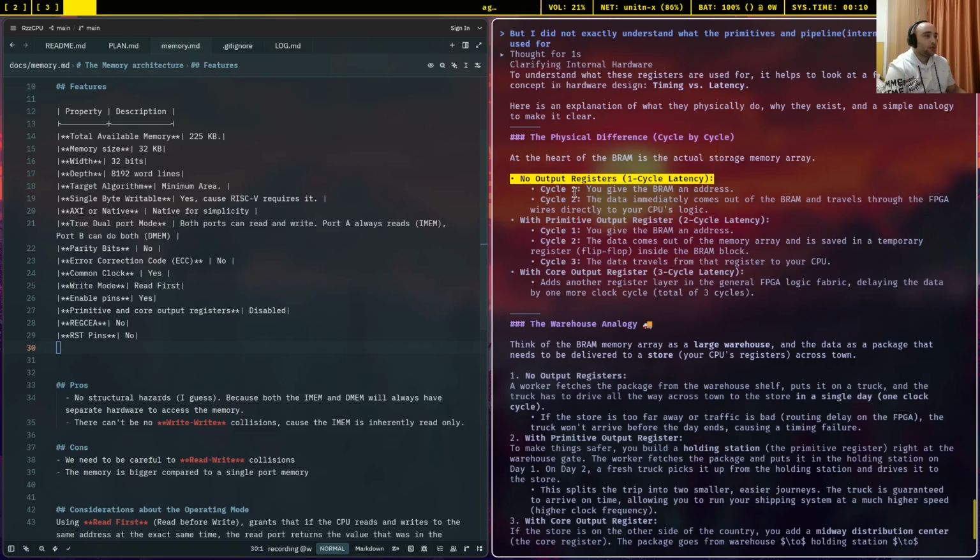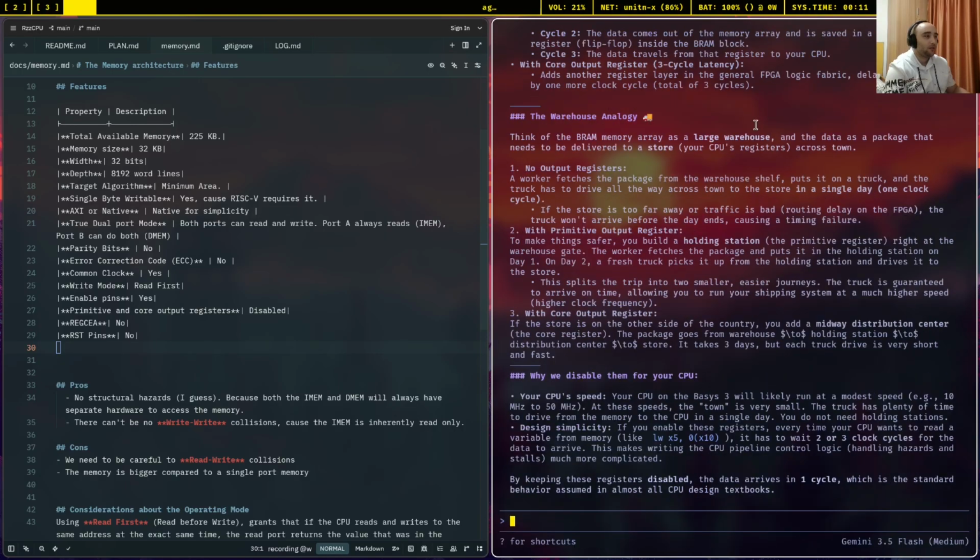Okay, no output registers: you give the VRAM an address and the next cycle the data is out. With a primitive output register, you give the VRAM an address and data comes out and is saved in a temporary register inside the VRAM block. Cycle 3, the data travels and there's your CPU. With a core output register, this adds another layer. But why?